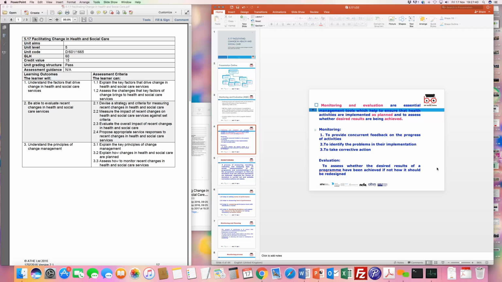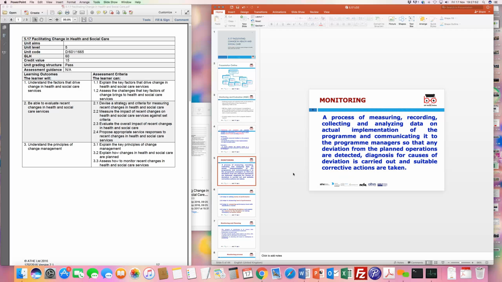If gap areas are identified and these are systematic gap areas, then we have to redesign and re-engineer the processes to meet the requirements of services which are required to be provided as per the Care Act of 2014. Now, the other thing we look at is how we define monitoring. A general definition of monitoring here would be a process of measuring, recording, collecting, and analyzing data on the actual implementation of a program.